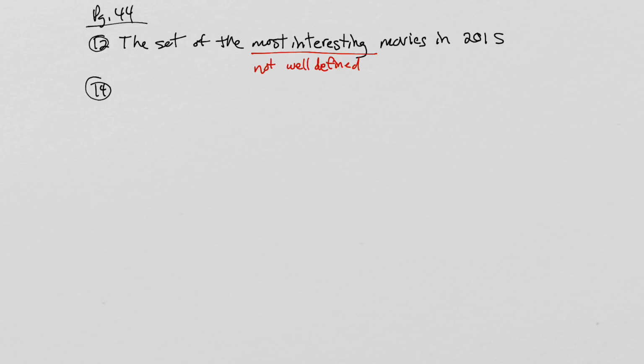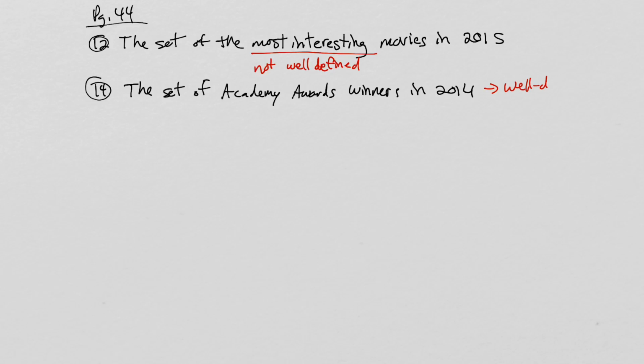Okay, so number 14, the sets of Academy Awards winners in 2014. That's based on fact, so that's well defined. Okay, that can be looked up on the internet. It's not based on opinion.